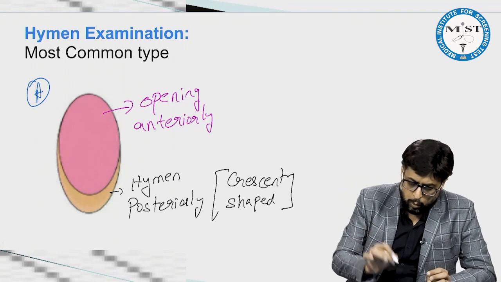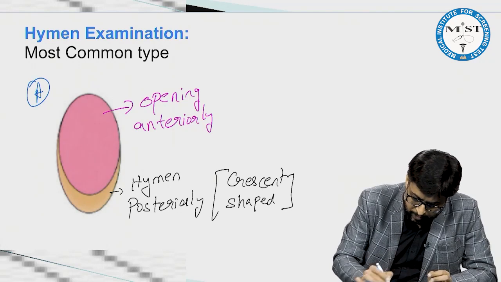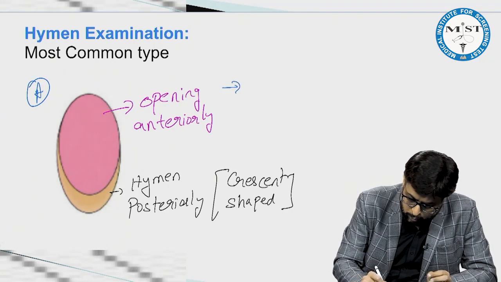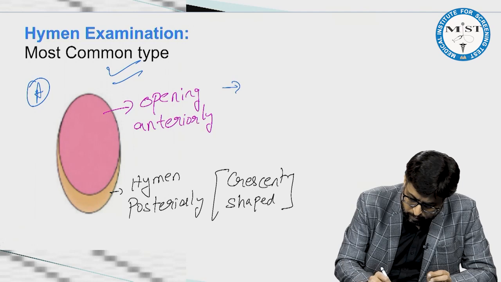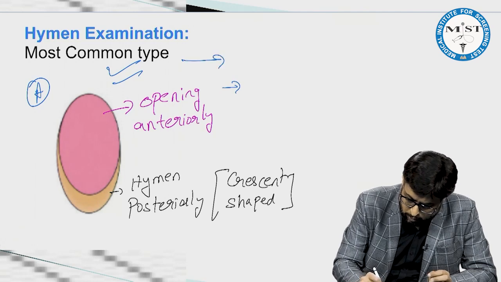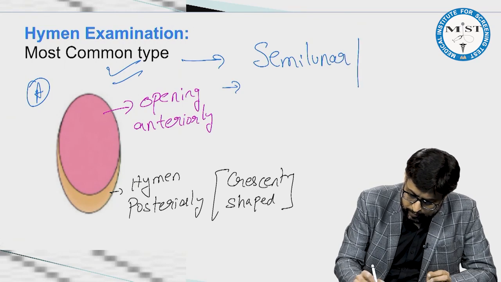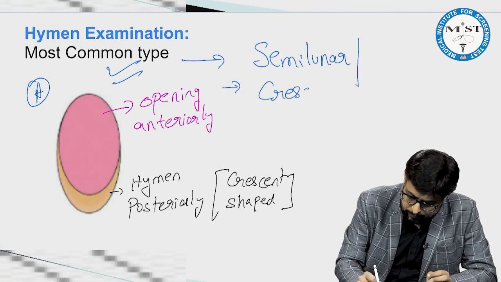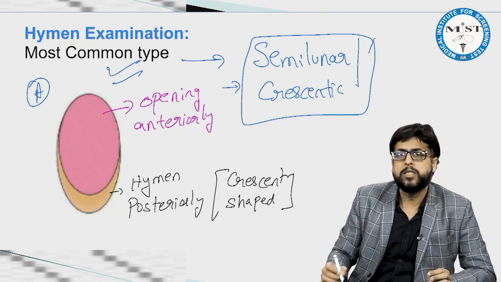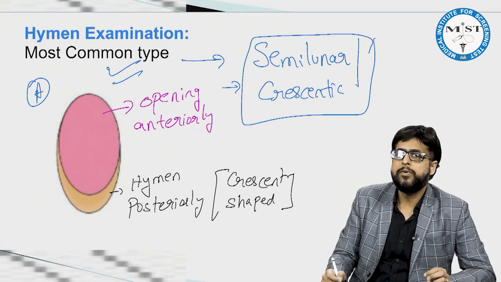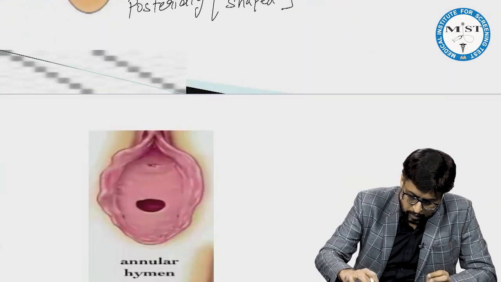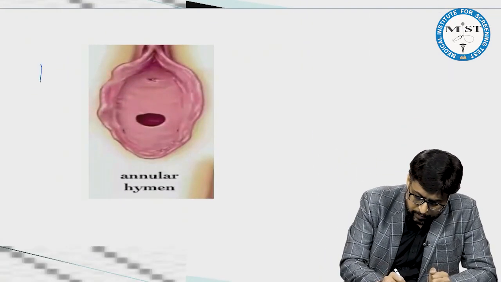So, this is the most common type of hymen, also called semilunar hymen or crescentic hymen. So, semilunar or crescentic hymen is the most common type of hymen. Let us discuss other types of hymen.